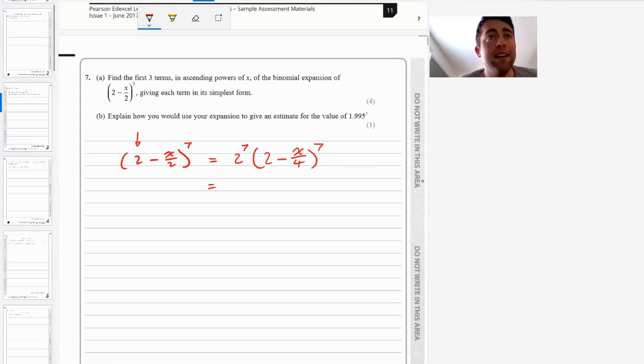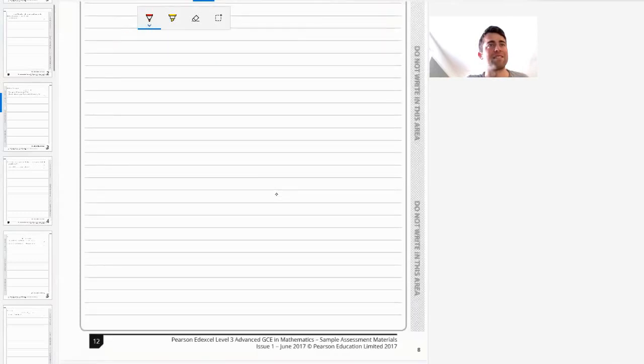For part B, explain how we'd use your expansion to give an estimate of that value. Again, that's fairly standard. You can revise that in your Year 12 textbook as to the method there.